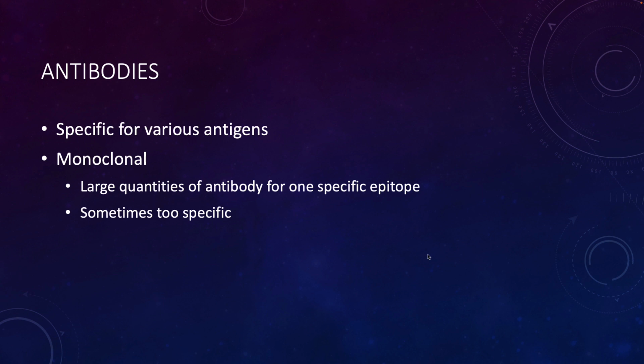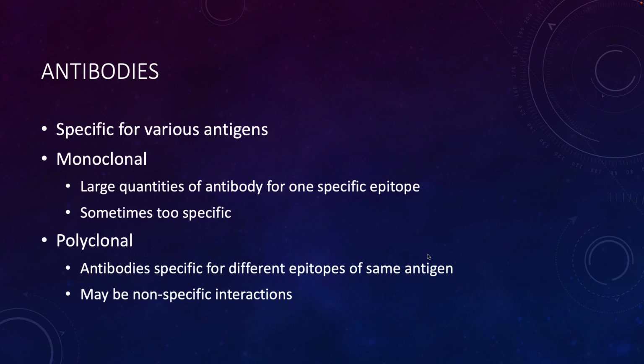And they're very specific. What if the antibody is actually effective against an intracellular antigen, like an antigen inside of a bacterial cell? How is that antibody going to get there to bind to the bacterial cell to trigger the immune response? It can't. So what happens in our body is we generate what are called polyclonal antibodies. They're specific for different epitopes of the same antigen.